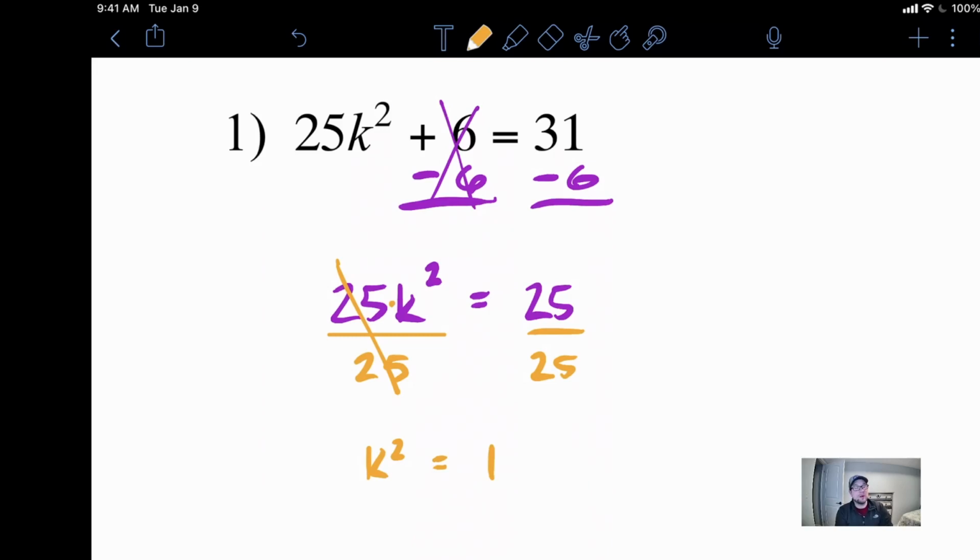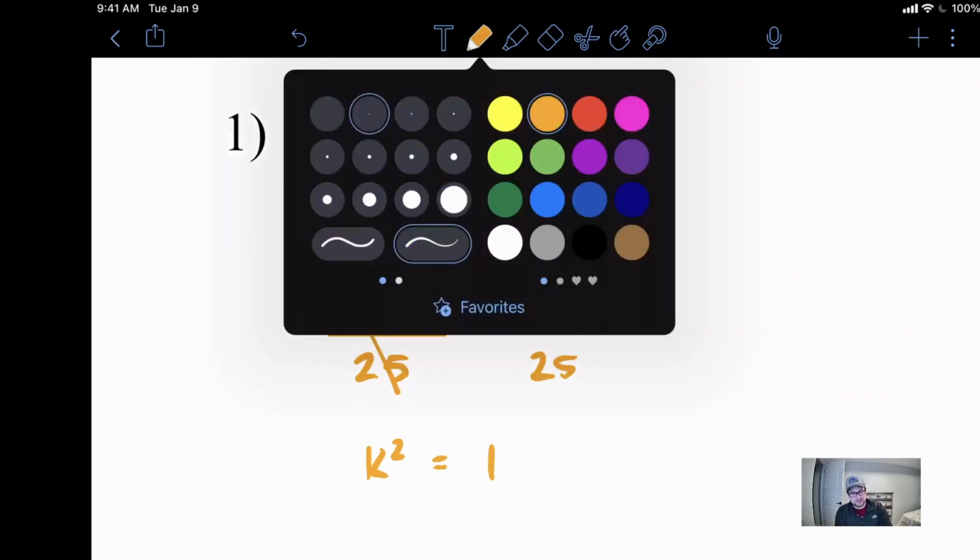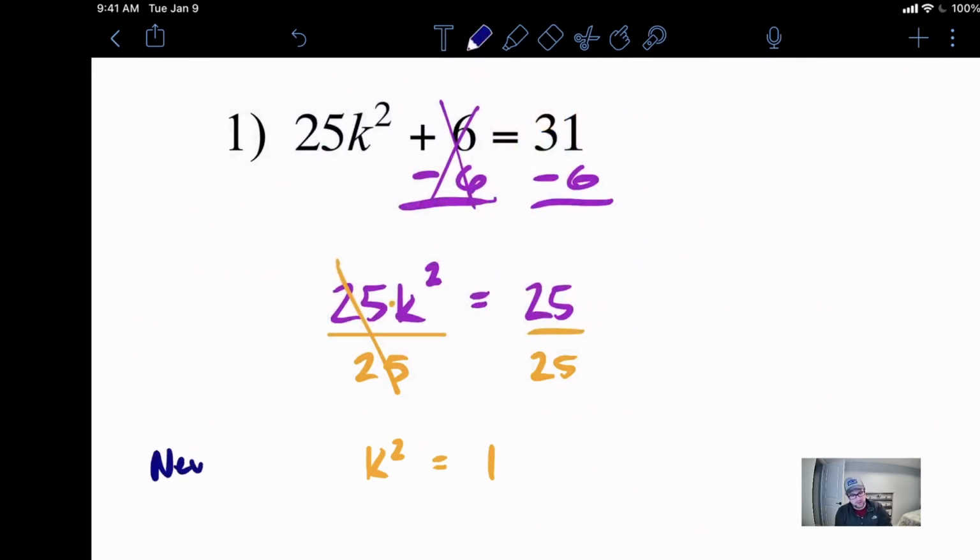Now this is where it gets to the new part, right? This is the new stuff. So you can make a note of that, the new stuff. Since k is not alone here, we still have more work to do. And this is the work. What undoes squaring something? Everything has something that undoes it. Adding undoes subtracting, subtracting undoes adding. Multiplying undoes dividing, dividing undoes multiplying. What undoes squaring something is taking the square root.